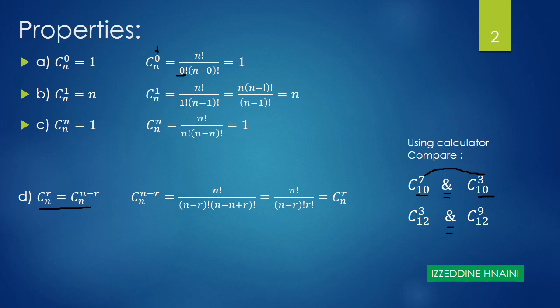If we want to prove this property, C(n,n minus r) equals n factorial over (n minus r) factorial times (n minus n plus r) factorial, which is equal to C(n,r).